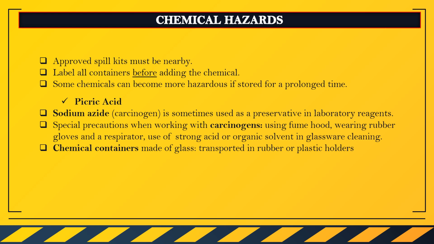As for chemical hazards, approved spill kits must be nearby the workstation or the working area. It is also imperative, class, to always label all containers before adding the chemical. And some chemicals, class, can become more hazardous if stored for a prolonged period of time. One example is picric acid. When picric acid is stored for a very long period of time, it has the potential to become peroxides and become shock sensitive, which can cause explosions.